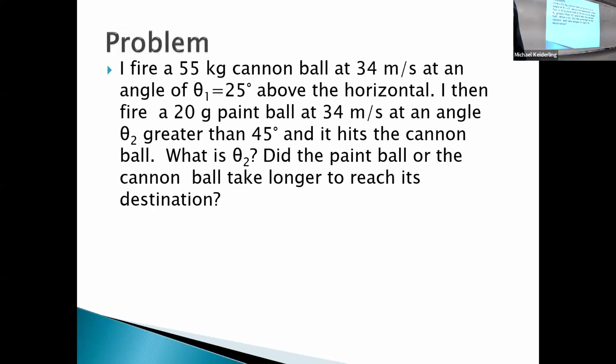So here is a quick problem. If I fire a 55 kilogram cannonball at 34 meters per second at an angle of 25 degrees above the horizontal, then I fire a 20 gram paintball at 34 meters per second at some angle theta 2 that's more than 45 degrees, and that paintball lands on the cannonball I shot. So what angle is theta 2, assuming I'm ignoring air resistance? And then which of these, the paintball or the cannonball, took longer to reach its destination?